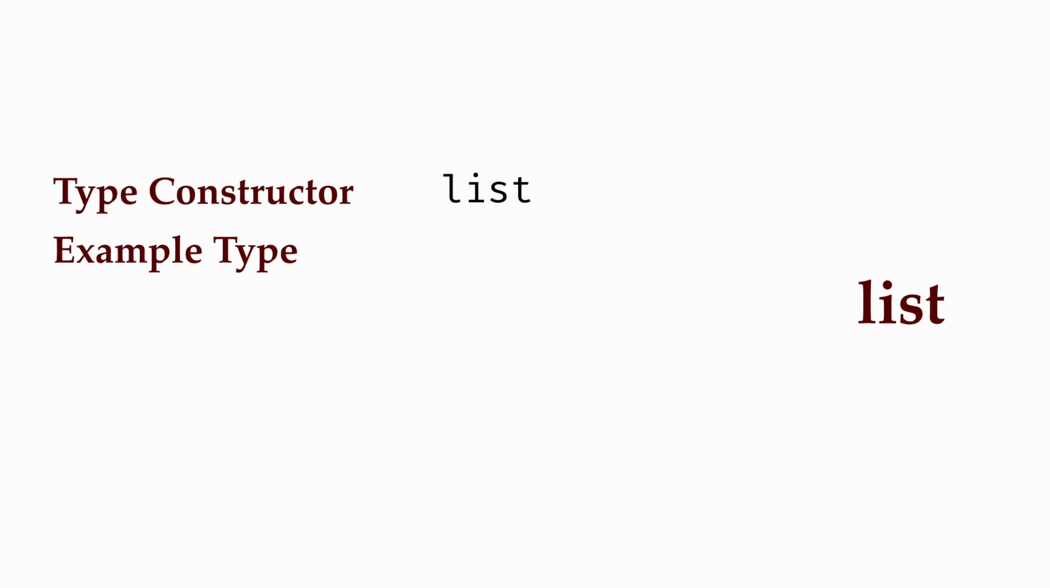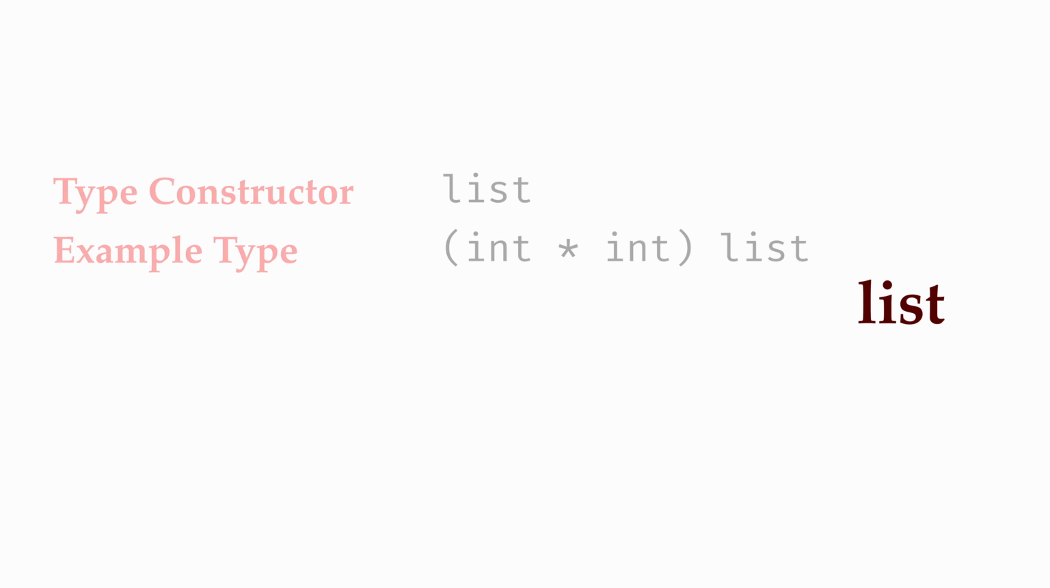For example, if we had a list of integers, its type would be int list. A bool list would be a list of truth values. If we had a list of pairs of integers, its type would be int cross int list. With tuples, we only had one value constructor for creating tuple values, the comma.